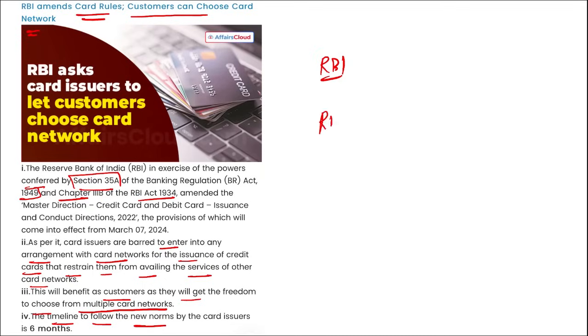Right? If we talk about RBI, who is the governor? Shaktikant Das. How many deputy governors are there? 4 deputy governors are there. It was established on 1st of April 1935 and headquarters is in Mumbai, Maharashtra.